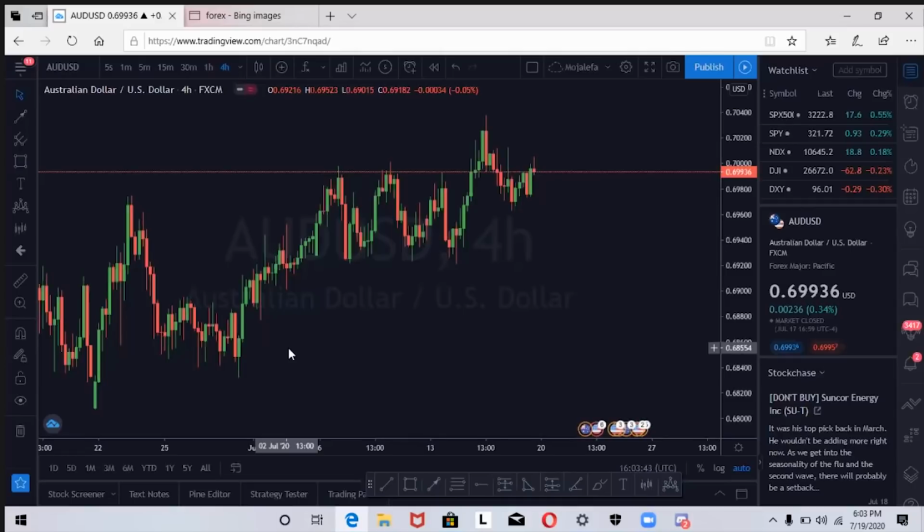So I use two strategies to analyze. The first strategy is called the horizontal support and resistance. Then the second one is the trend line strategy or trend line trading. Basically, we call it trend line trading, but it's more like a trend line strategy.